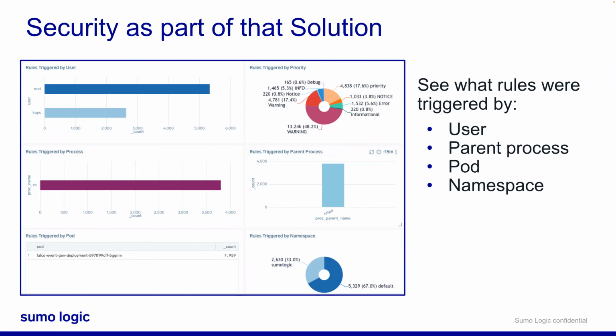And as shown on the right-hand side of the screen, in those bullet points, rules can be triggered by user or by parent process. So you have the ability to query in many different ways, which is helpful, of course.